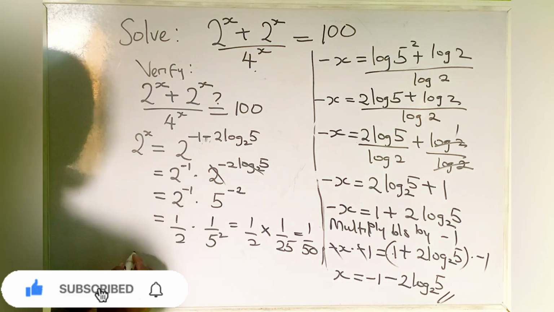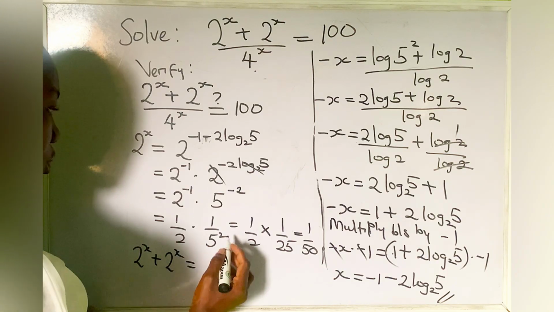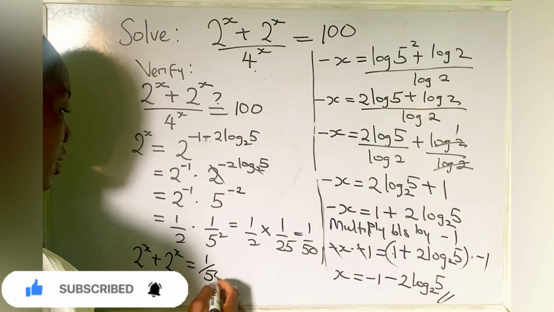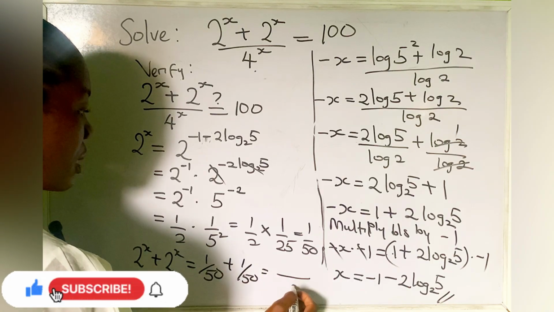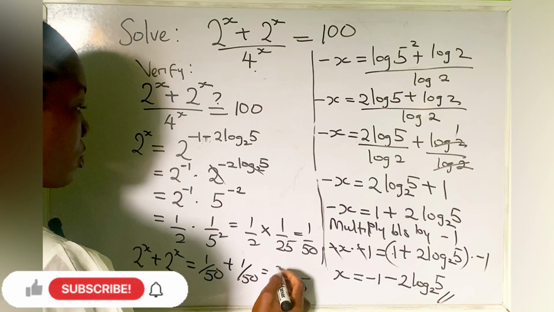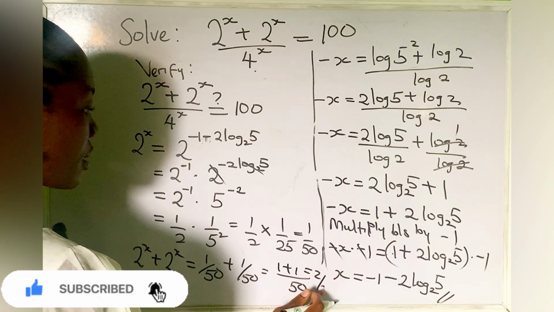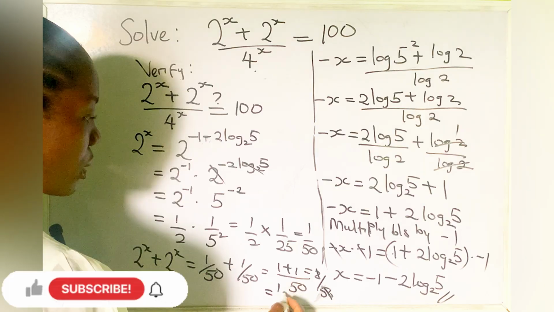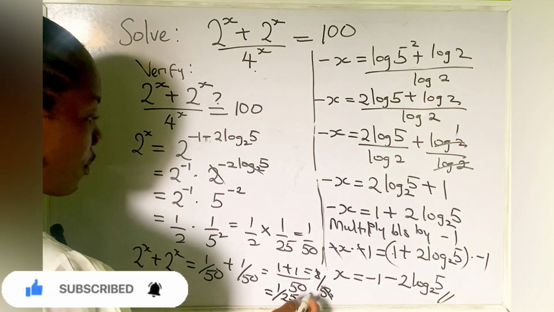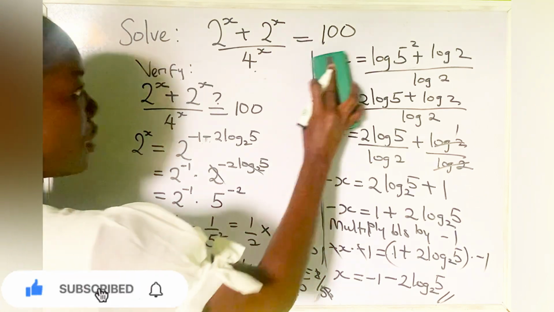So now 2 to the power of x plus 2 to the power of x is going to give us 1 over 50 plus 1 over 50. Find the LCM. We have 50, and 1 plus 1, which is 2 over 50. Okay, this is going to give us 1 over 25 as our 2 to the power of x plus 2 to the power of x.